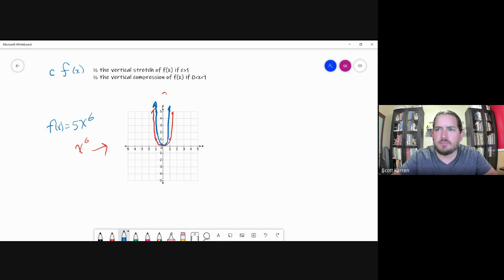That's not a great graph. Let's look at this one.